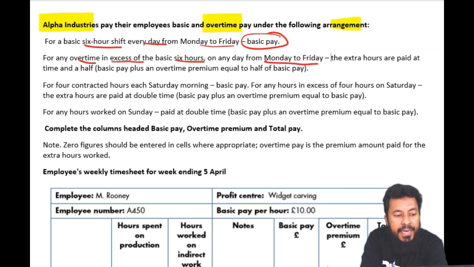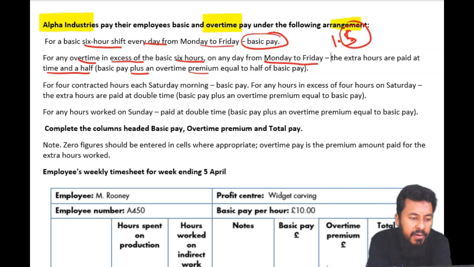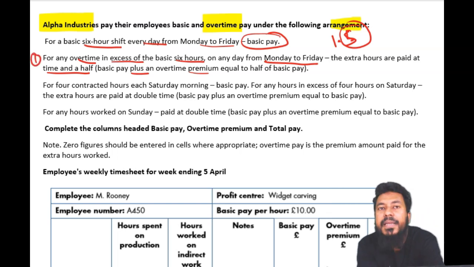The extra hours are paid at time and a half. What do you mean by time and a half? 1.5 times. Whatever the basic pay is, we multiply it by 1.5. So that 0.5 is the premium. Basic pay plus overtime premium equals the basic pay plus half of basic pay. That's our first point about basic pay and overtime.